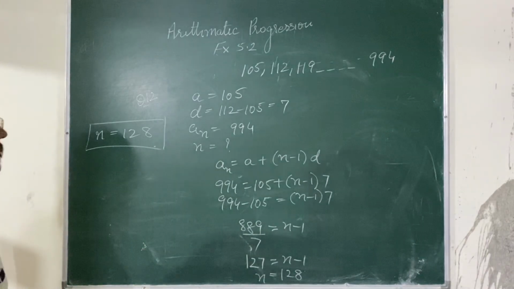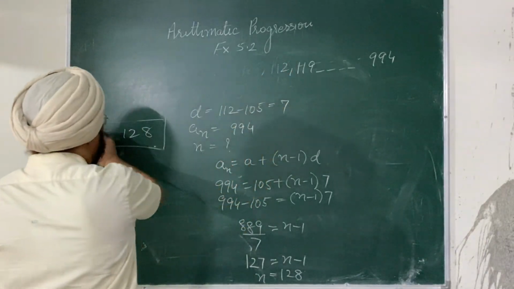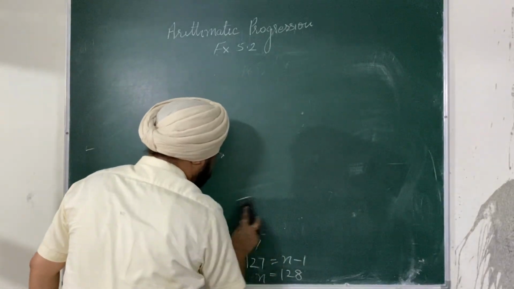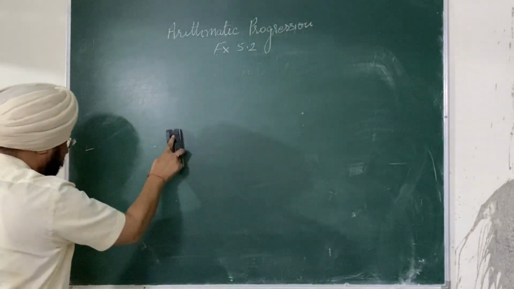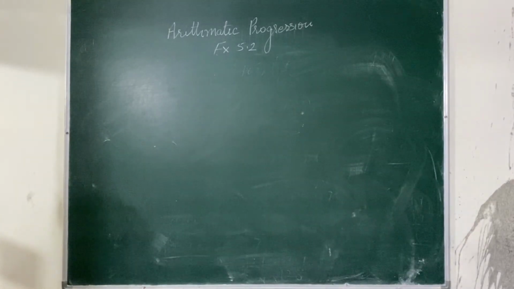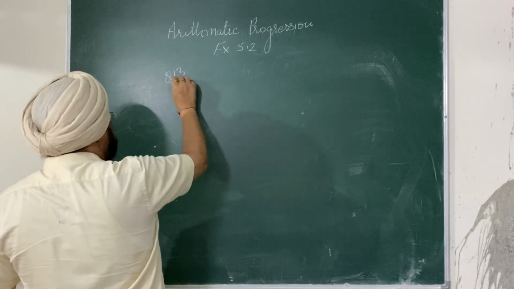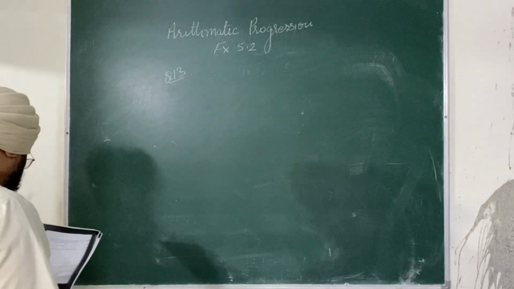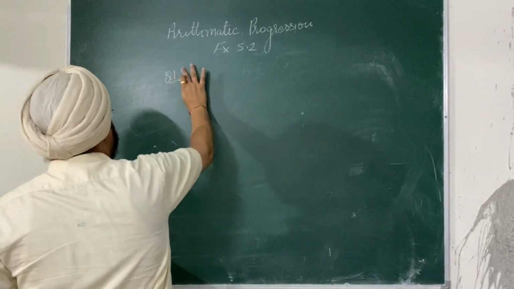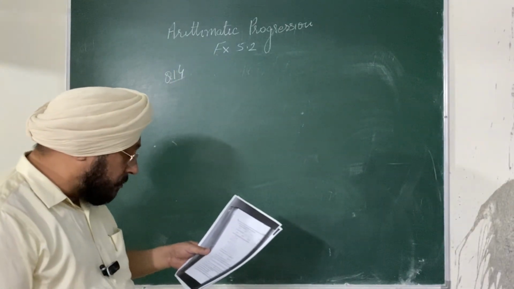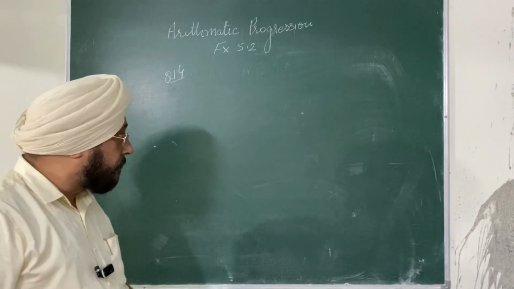That is question number 13. Now sum number 13 is, sum number 14. Sum number 14 is how many multiples of 4 lie between 10 and 250.